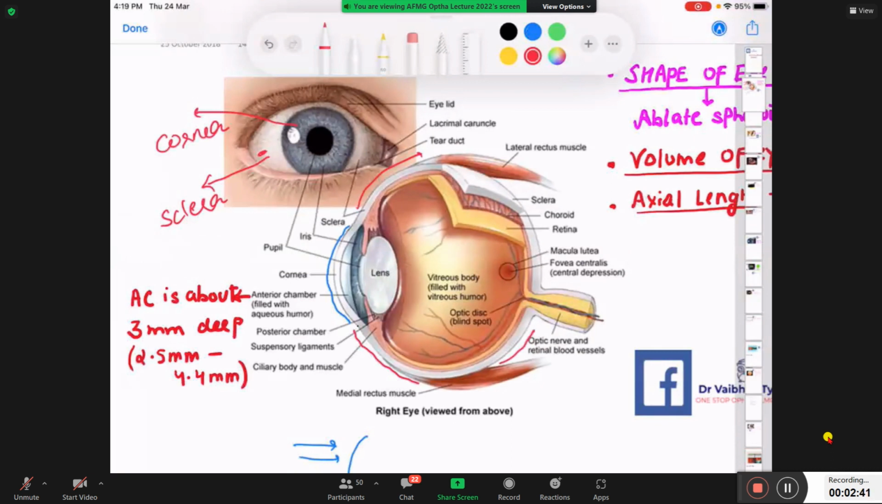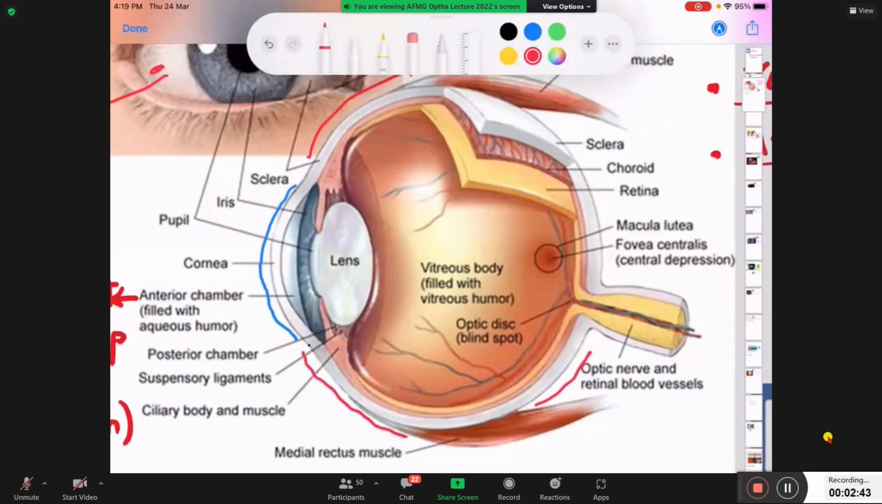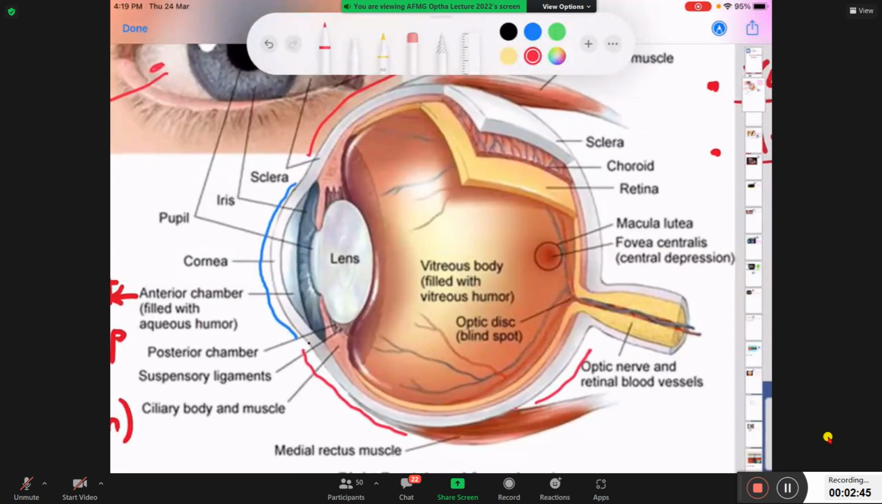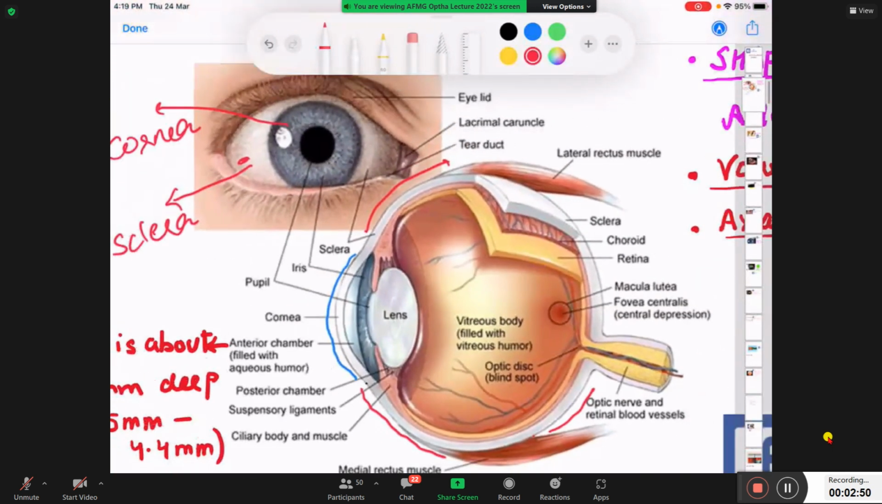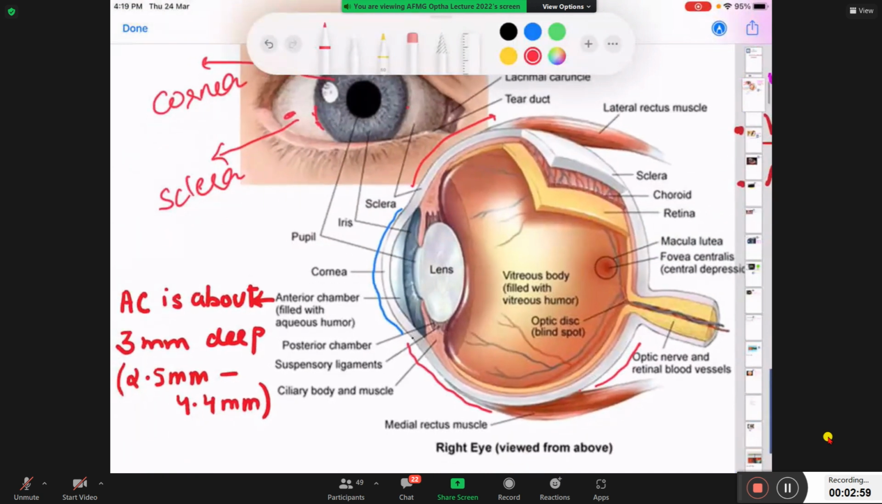So coming back to this diagram again, if I show you this cornea and the sclera, can you appreciate the junction of the cornea and the sclera, this red part? This junction of the cornea and your sclera is called your limbus. No need to write down, I'll give you proper notes. Just try to focus on the image only. The junction of the cornea and sclera is called your limbus.